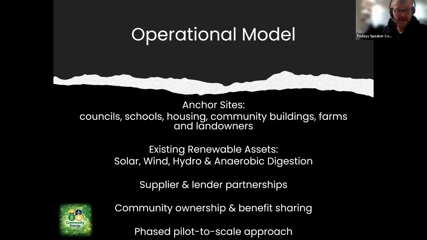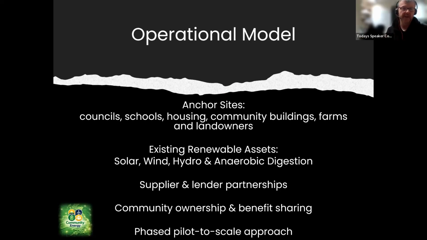So how does a community energy system club work? So first of all, you need an anchor site. Okay, so this will be maybe a council office, a school, some sort of maybe community housing situation, any community buildings, farms, a landowner, something like that. So you need one site that can create a minimum of 10,000 kilowatt hours a year. So it's roughly a 10 kilowatt solar panel site. Okay, and that's your anchor site.